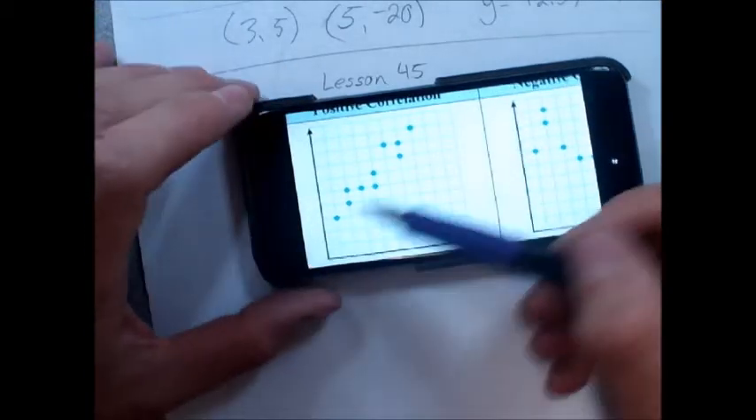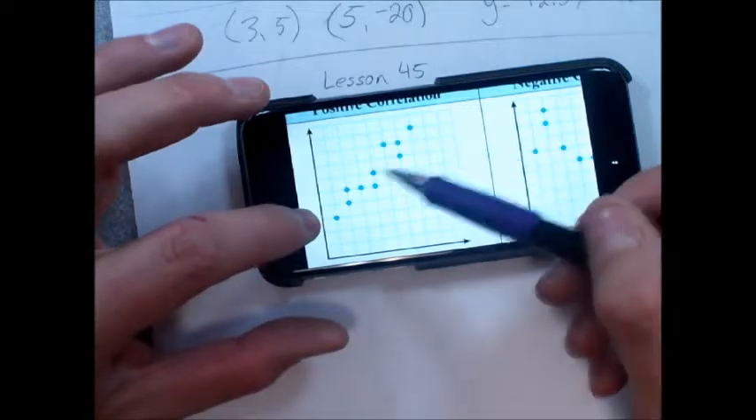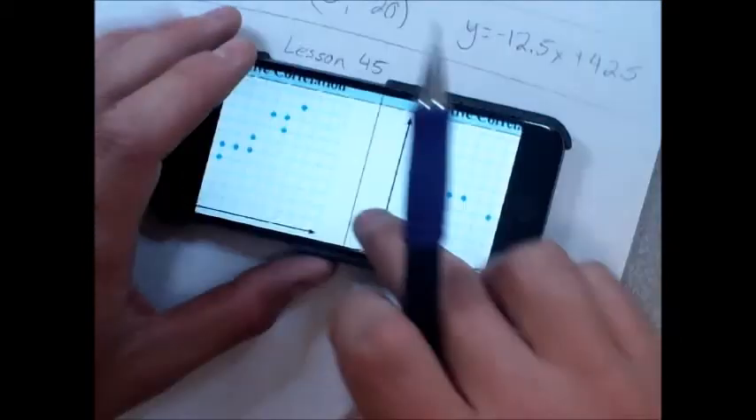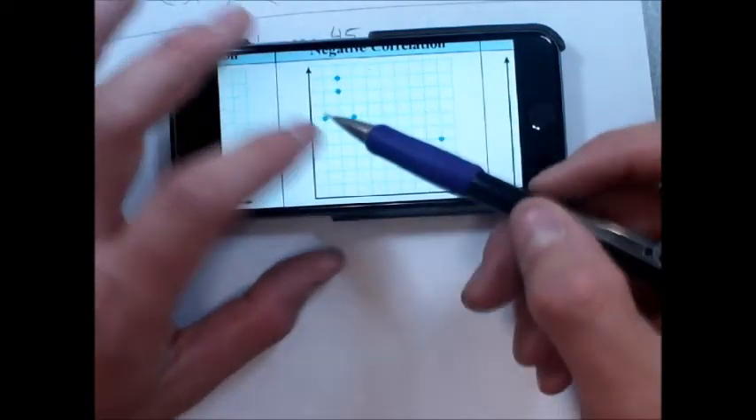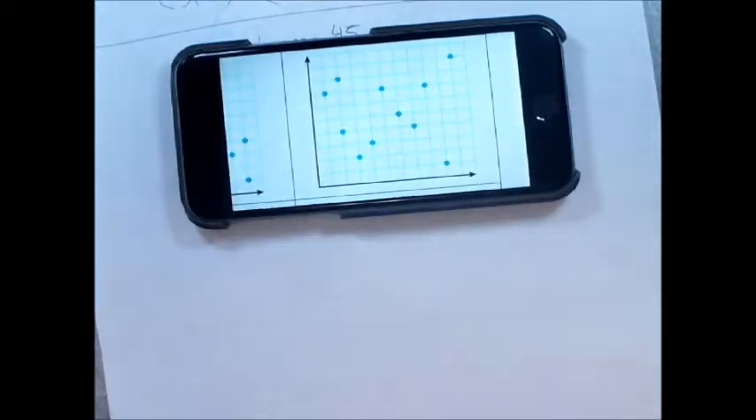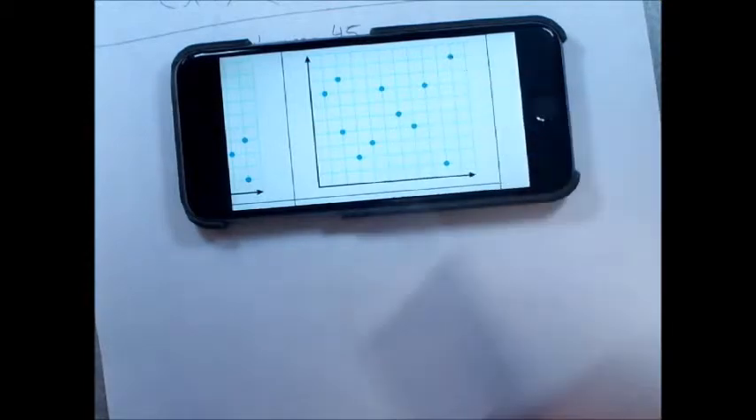So here we have a strong correlation. These points are really close to each other. It almost makes a straight line. Here, it's still a kind of strong correlation because we can tell it's negative, but they're more spread out. Okay? Over here, there's no correlation because there's really no definite answer. The closest thing to a correlation is this set of points that are kind of in a straight line. Okay?